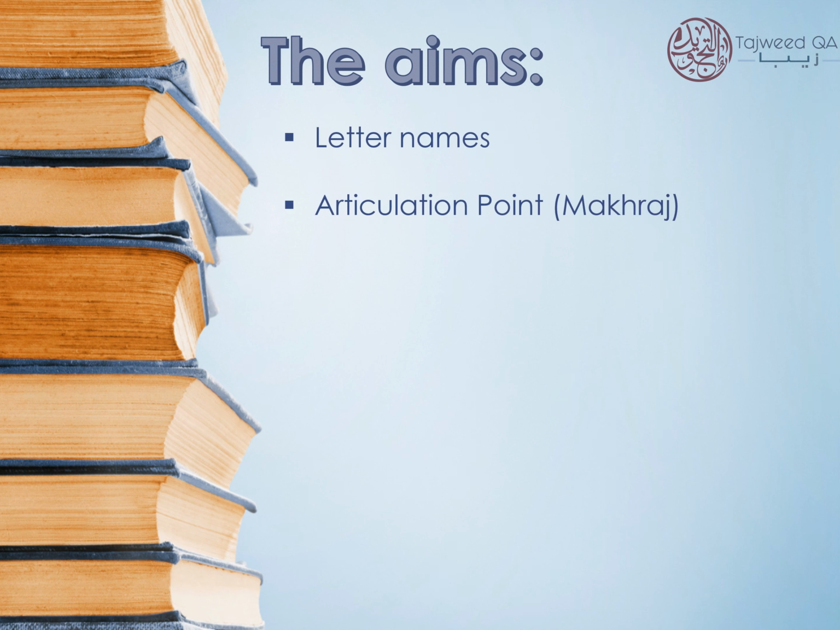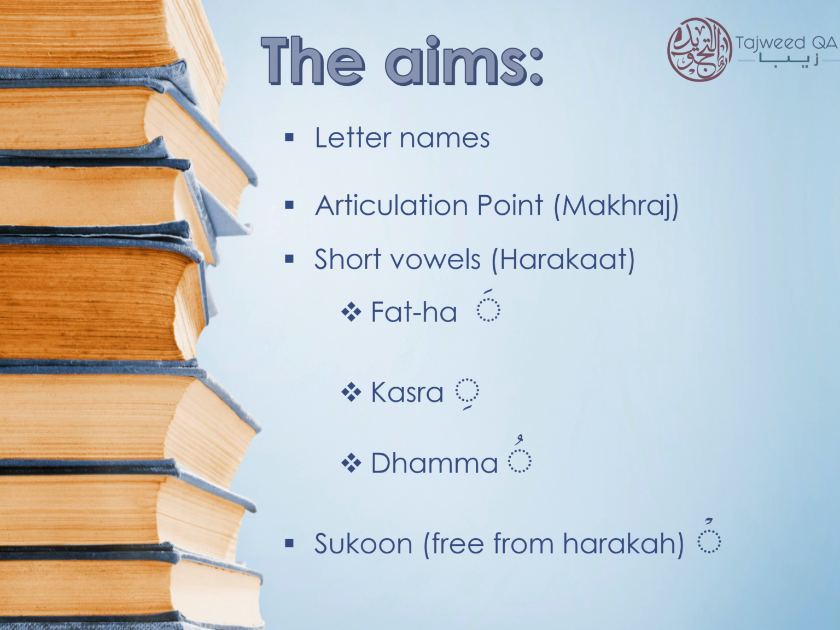So in the following few lessons, we will look at each letter of the Arabic alphabet, give its letter name, as well as its phonetic sound. And we will also look at the articulation points, which in Arabic we call the Makhraj of each letter. The Arabic letters cannot be sounded without one of the three short vowels on them. So on each letter we will also sound them with each of the three vowels.